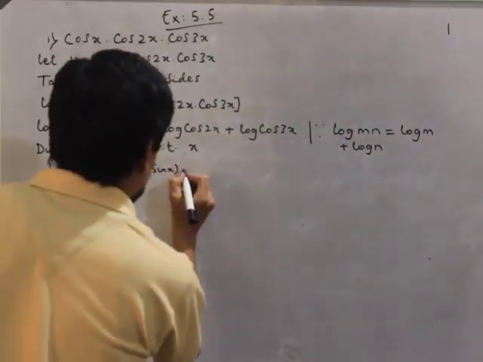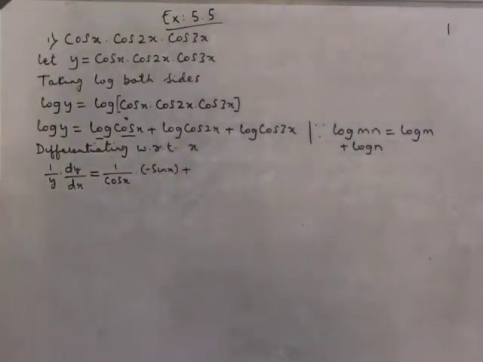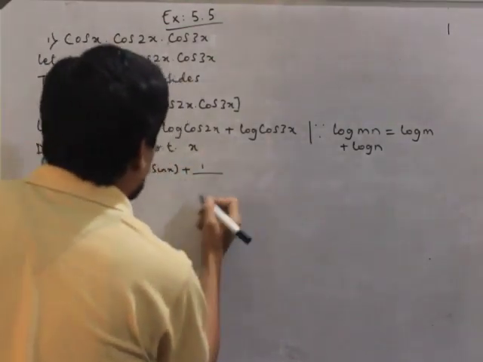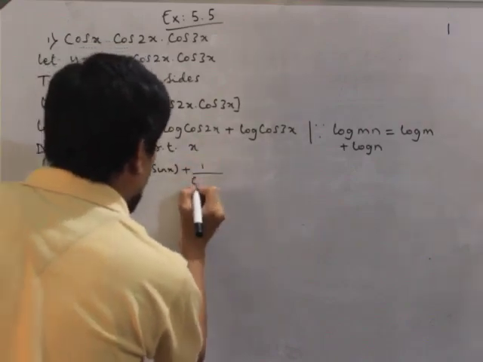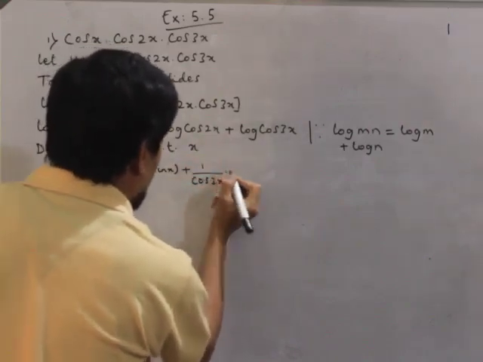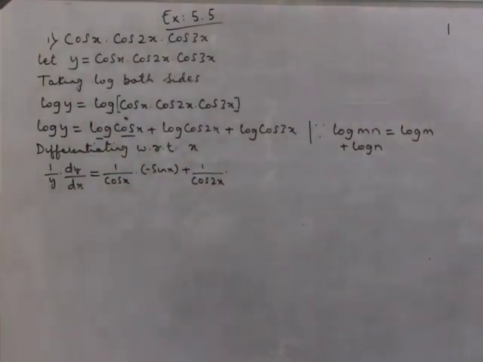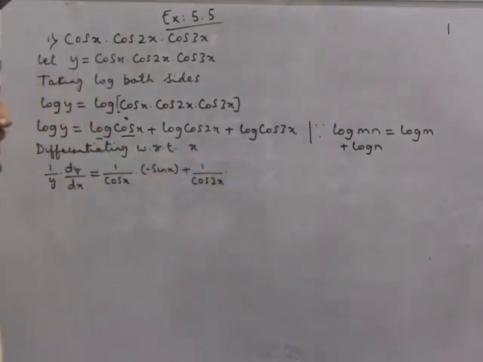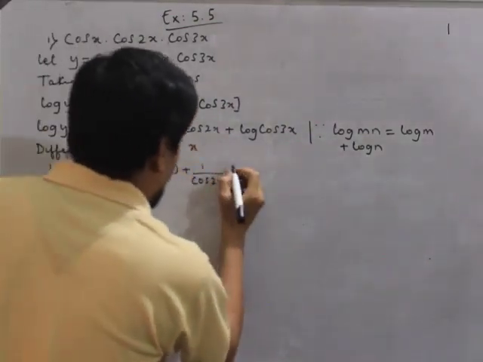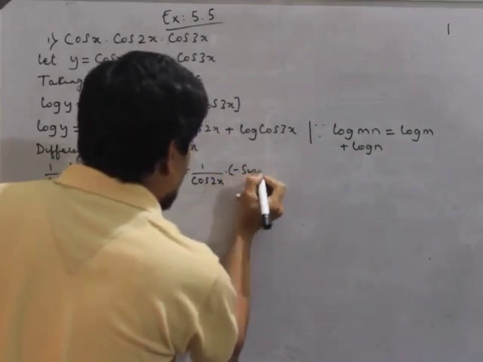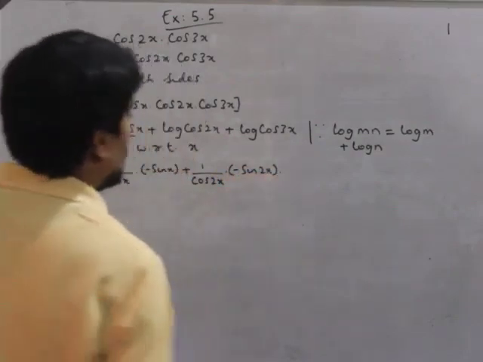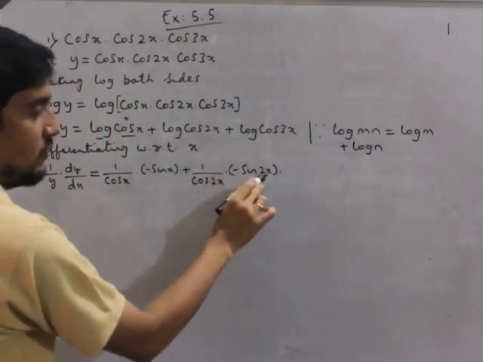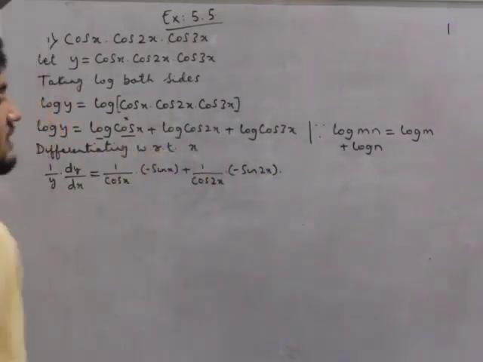Next, plus log cos 2x. First differentiate log function, then differentiate cos function. Similarly, here I can write 1 by cos 2x into differentiation of cos 2x. Differentiation of cos 2x is first differentiate cos function, then differentiate 2x function. We can write it as minus sin 2x into, so minus sin 2x, how did I get this? Differentiation of cos 2x.